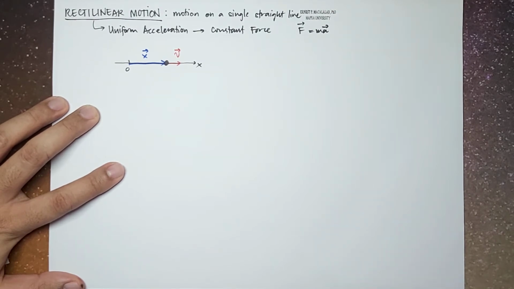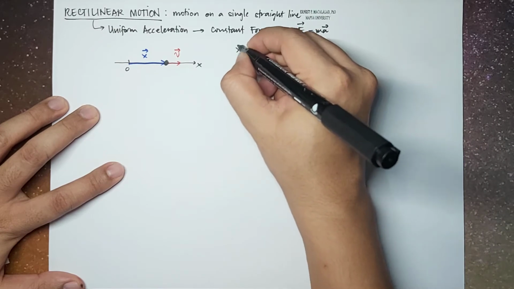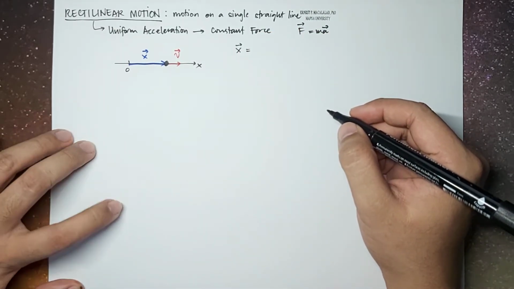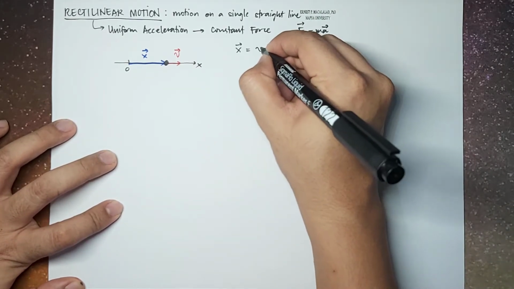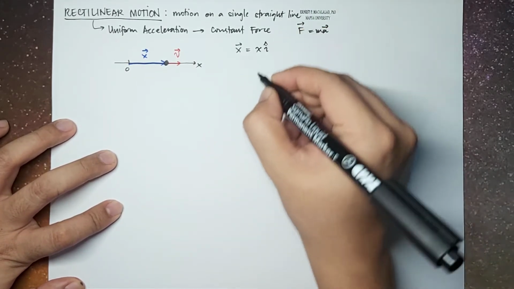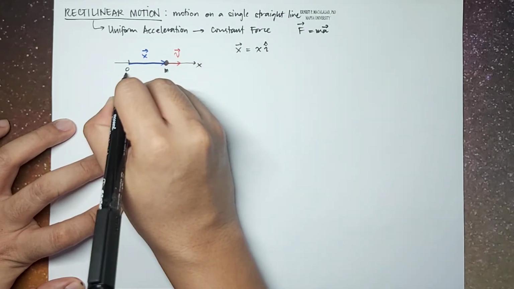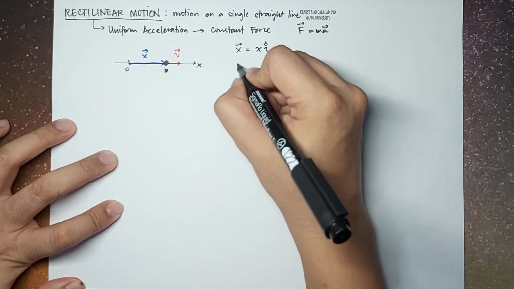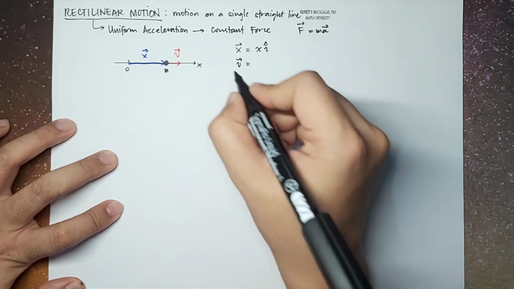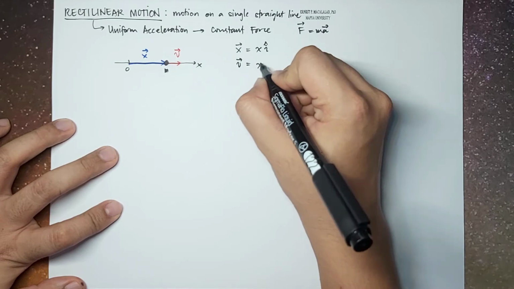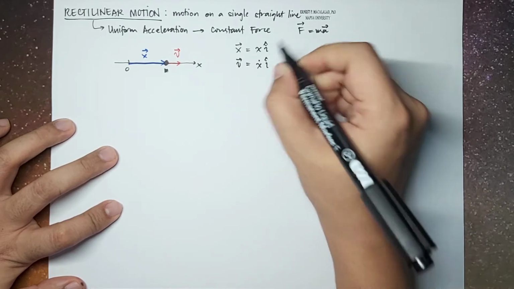So here the position x in terms of unit vector notation is x i hat, where x is the distance of the particle of mass m from the origin. On the other hand, the velocity of your particle is x dot i hat.